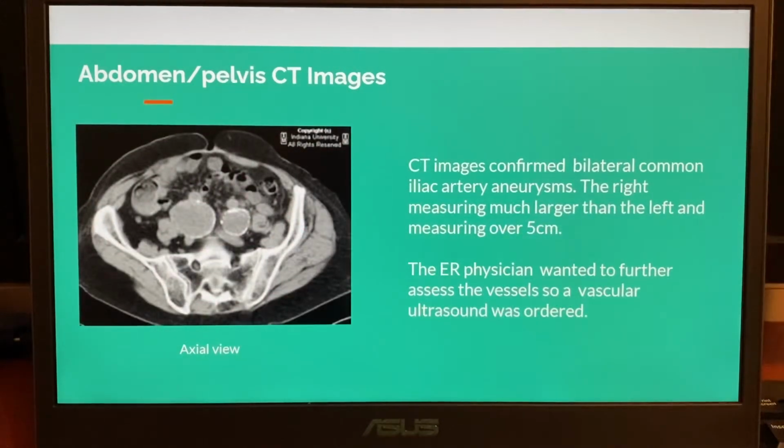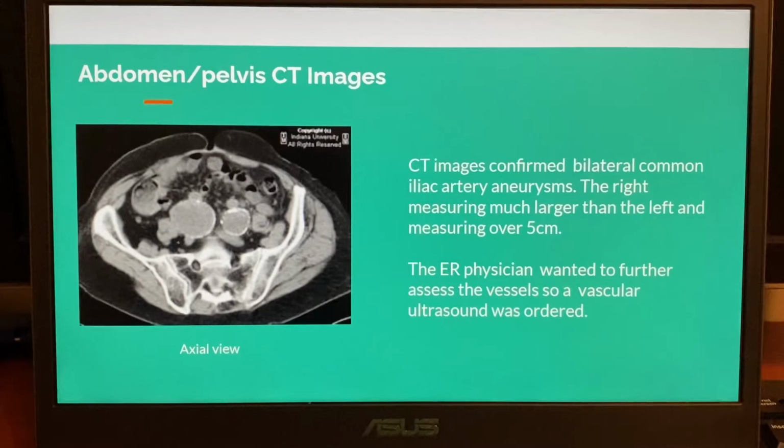After the CT was done, the results came back and confirmed that there were bilateral common iliac artery aneurysms, the right measuring much larger than the left, a little bit over 5 centimeters. So we can see here, this is the right, and then here's the left.